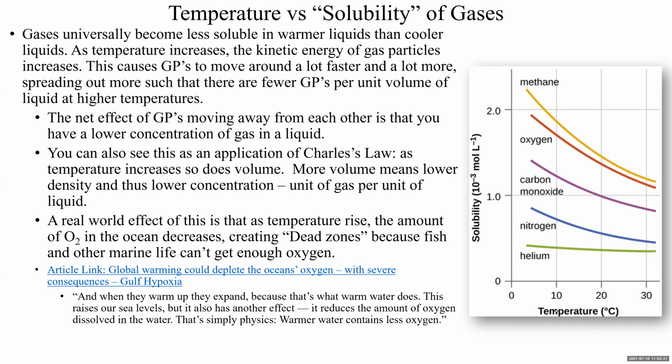More volume also means lower density and thus lower concentration, unit of gas per unit of liquid. This actually has dire real life consequences. As global warming warms up the oceans, we actually see oxygen depleted zones in rivers, lakes, and in the ocean as well. There's an article I've linked to here, Gulf hypoxia. Hypoxia, as you recall, means too little oxygen. We don't think of it, but fish and other marine life need oxygen to live. They breathe oxygen just like we do.